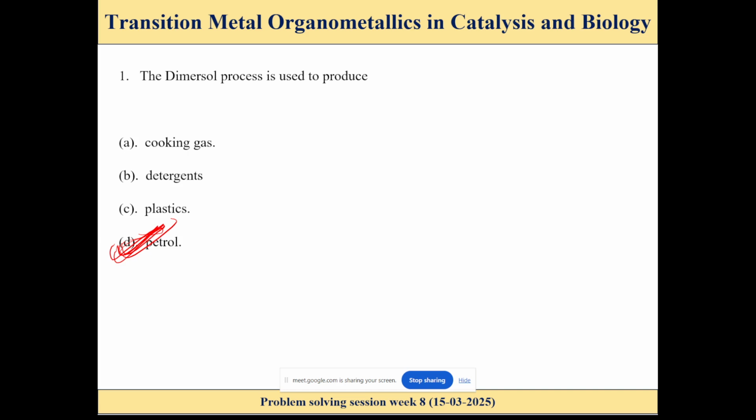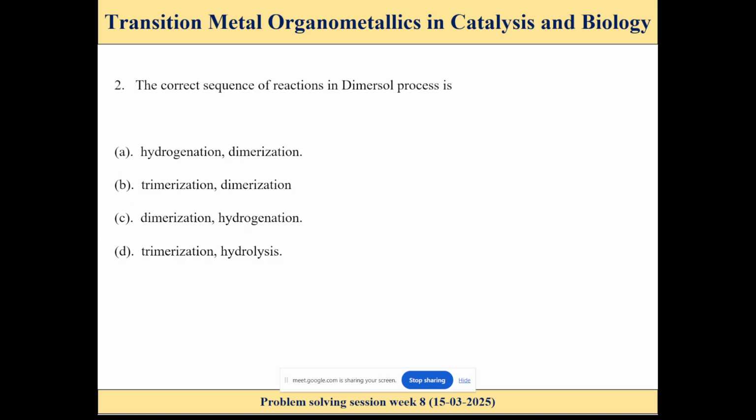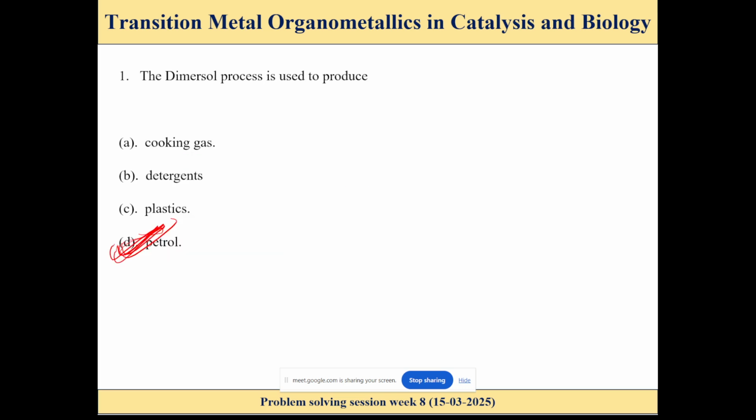I will discuss this process in detail in an upcoming question or at the end of today's presentation. Going to the next question: the correct sequence of the dimersol process is, the first option is hydrogenation and dimerization, then trimerization and dimerization, dimerization and hydrogenation, and trimerization and hydrolysis. We have already seen that this process involves dimerization.